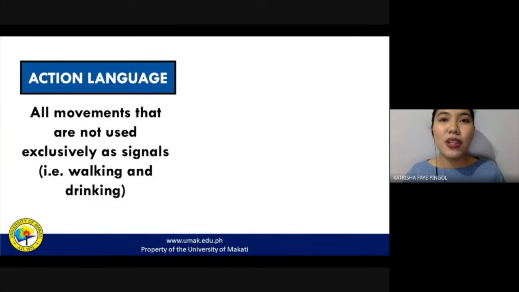A good example of this is when you scratch your head. When you scratch your head, it could mean different things depending on the situation or on the context. So there is not really a very specific meaning assigned to it already. When you scratch your head, it could mean confusion. It could mean that your head is just itchy.